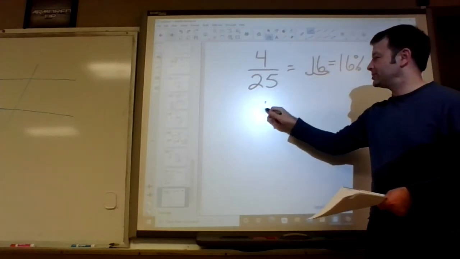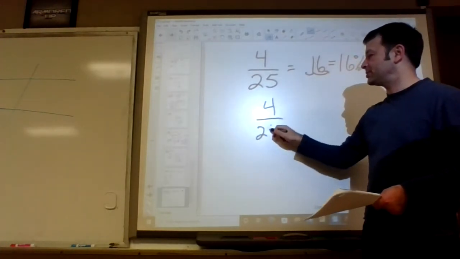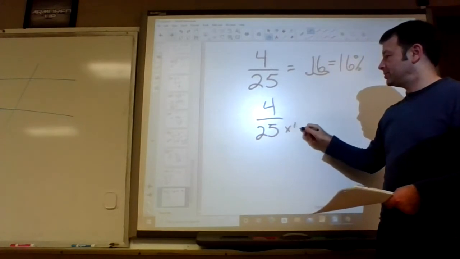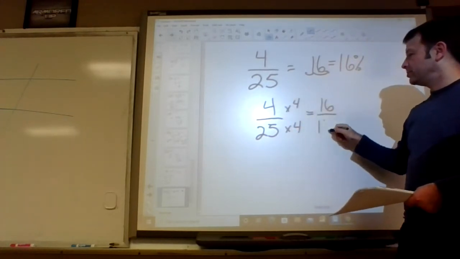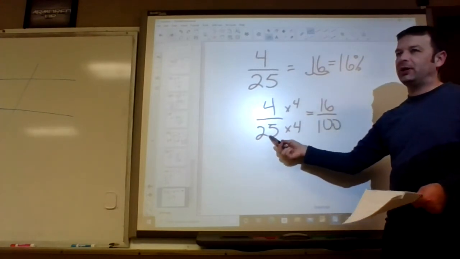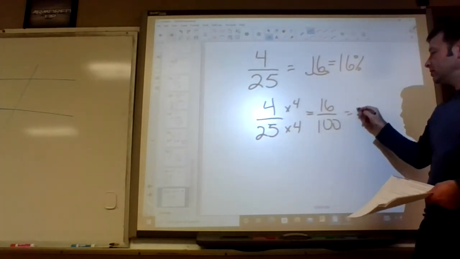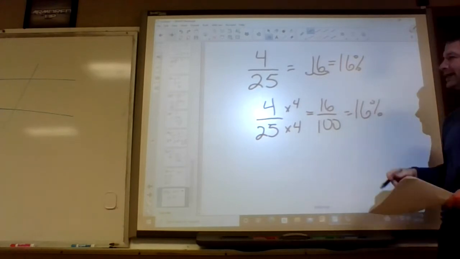Oh, yeah, we could also turn it into a fraction. This only works in special cases, but you can also turn it into a fraction over 100, 16 over 100. But the problem is the bottom number has to go into 100 for that to work. So it only works occasionally.